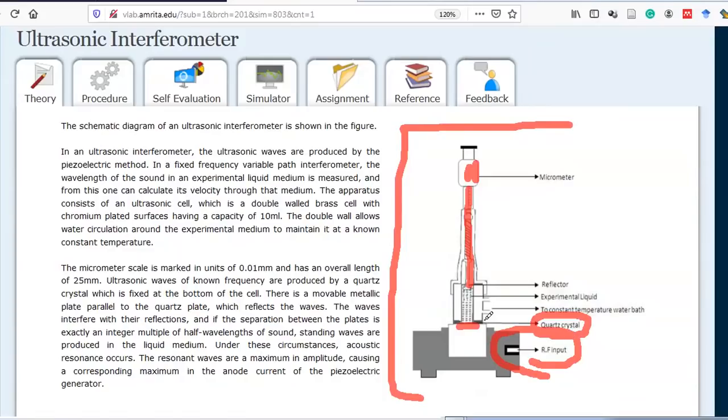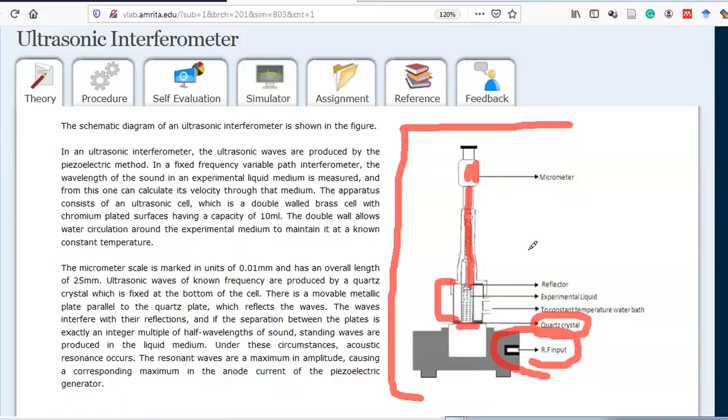So once generated, what will happen? They will move through this liquid which is there in this setup, you can see. Let's say they are generated from the bottom where the crystal is, then they move through the liquid and strike the reflector which is connected at the other end of the liquid, as you can see in the diagram at this part. Whatever waves are generated will strike the reflector, which is made of metal.